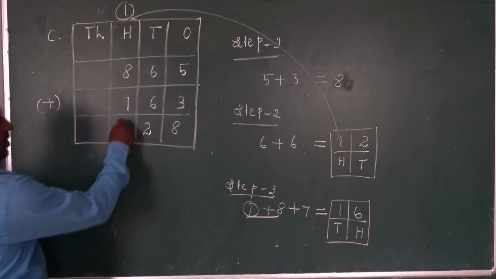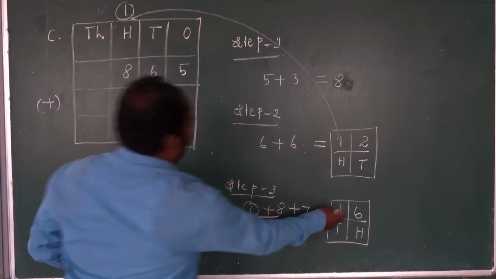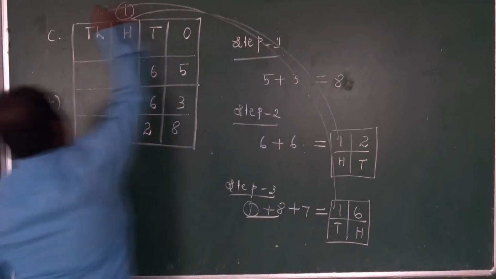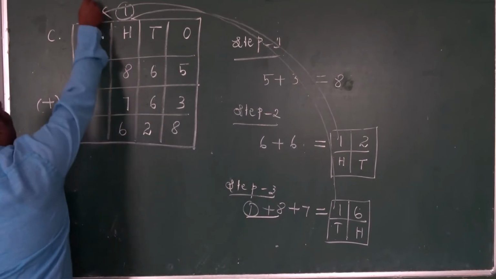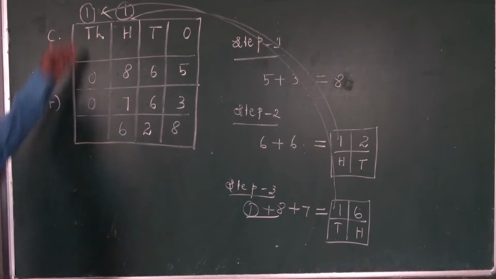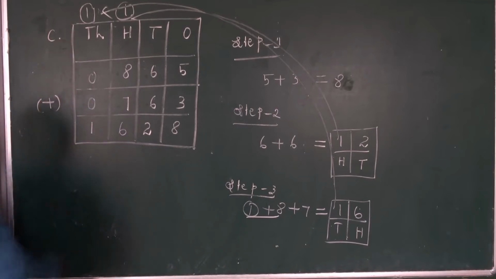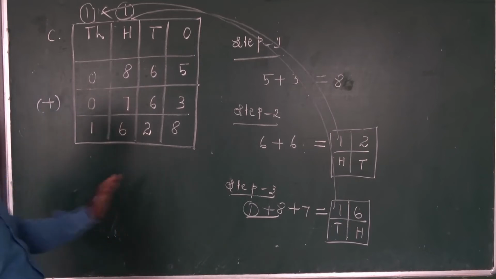600 write in hundreds place. Then next 1000 carry over to the 1000 place. The number 1 carry over to the 1000 place. Here 0, here 0. Then bring down the number 1. So our answer is 1628. The next one, D part.